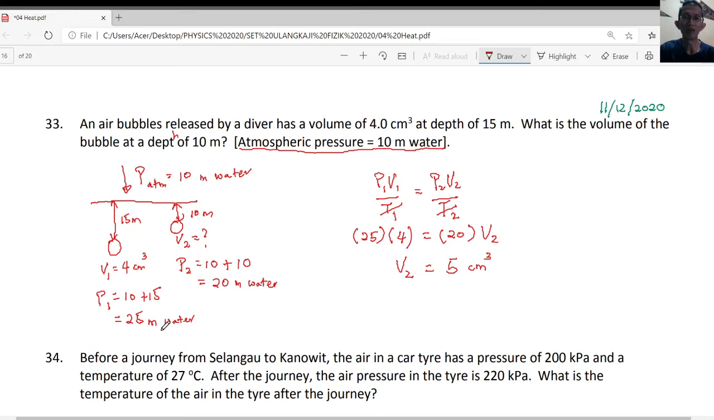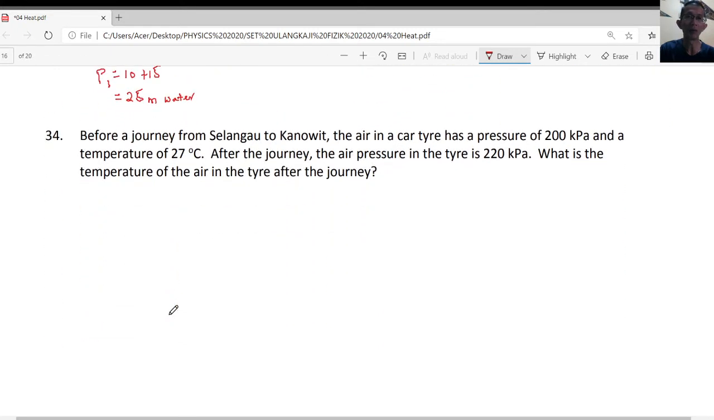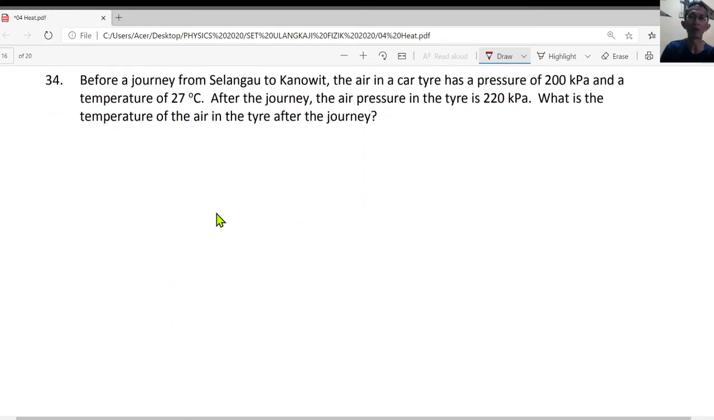Okay, let's move to question number 34. Before a journey from Selangor to Kelantan, the air in the car tire has a pressure of 200 kilopascal and a temperature of 27 degrees Celsius. And then after the journey, the air pressure becomes 220 kilopascal, and we want to find out what is the temperature of the air now.